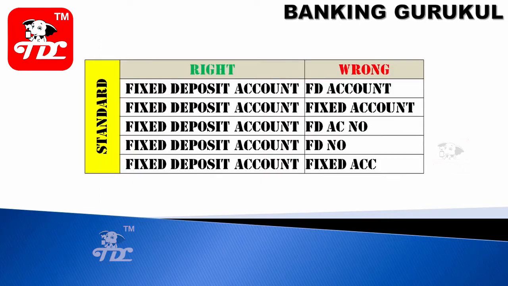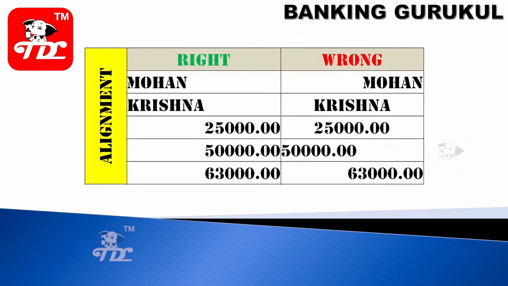In my example I have given what is right and what is wrong. In my entire application, everywhere I have to mention fixed deposit account only. Somewhere I mention FD account, somewhere fixed account, somewhere FDAC number. So you have to maintain a standard. Across the application, everywhere you mention fixed deposit account instead of FD account, FDNO, fixed ACC. You maintain the standard wording.